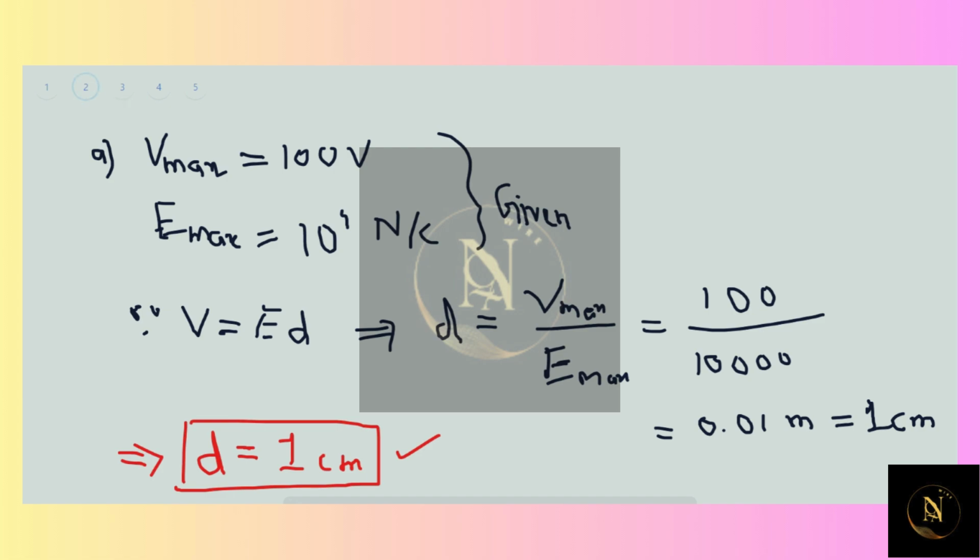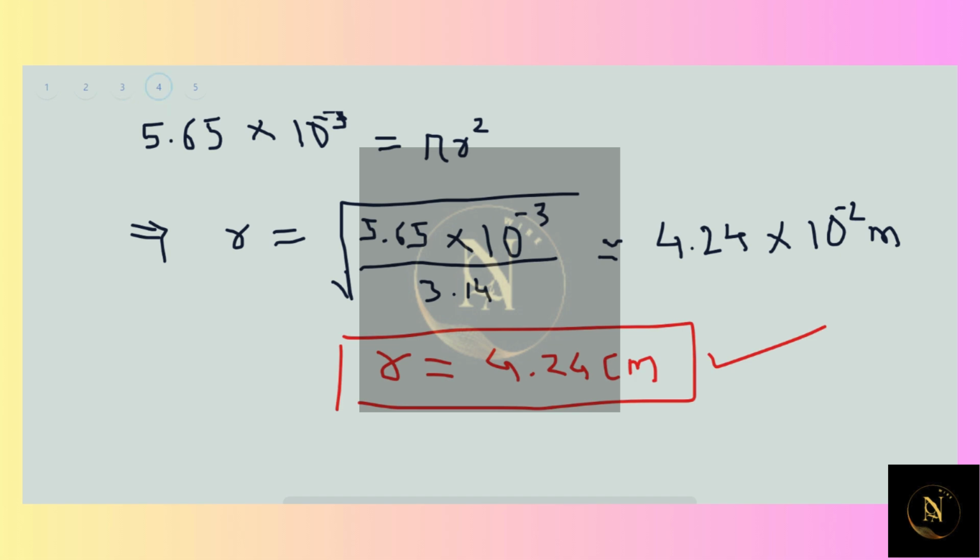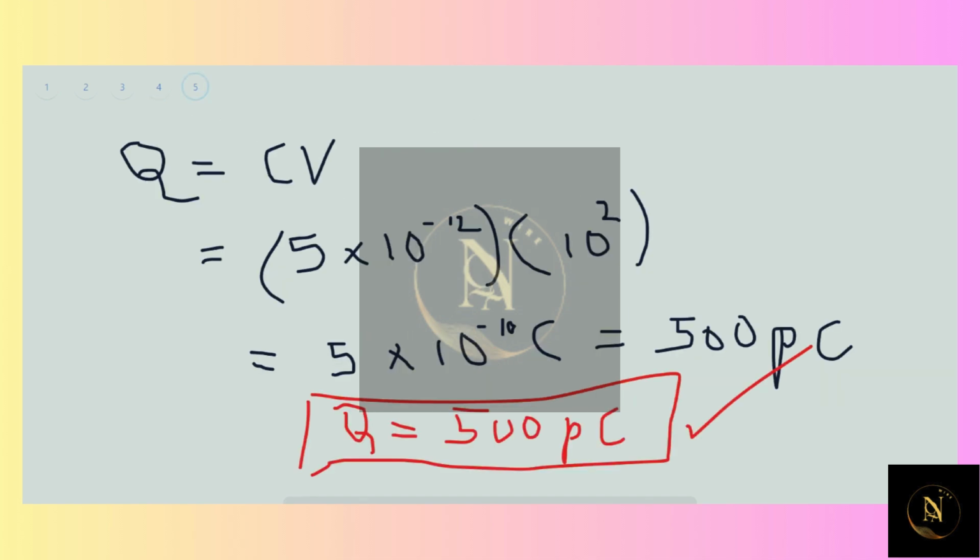So we have found the distance between the two plates of the parallel plate capacitor, the dimension in terms of the radius of each plate since they are circular plates, and the charge on each plate.